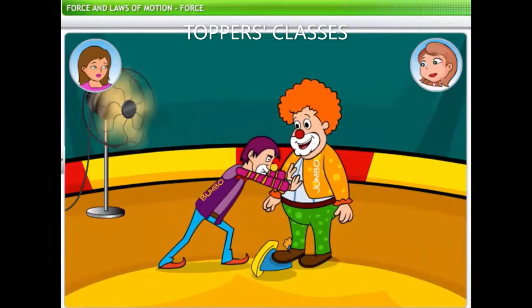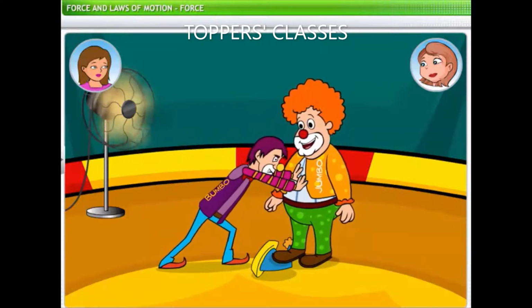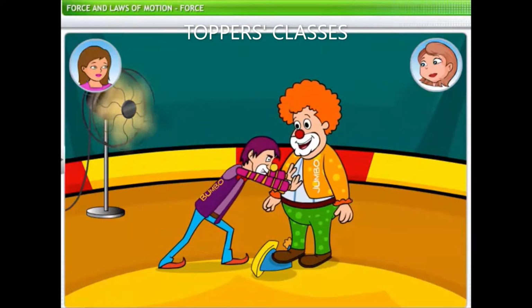To go, Bumbo. You need to use more force to get your cap back. You used the word force. But do you know what the word force really means? Well, the word force is used in a variety of situations in common parlance. However, in science, force is what acts on a body to make it move or stop it from moving. In this lesson, you will learn about force, its effects, and its characteristics.